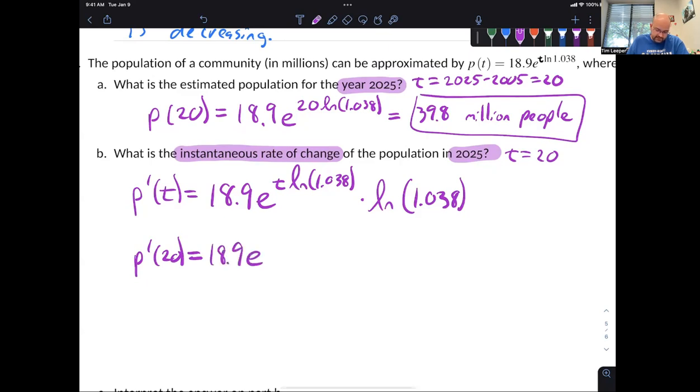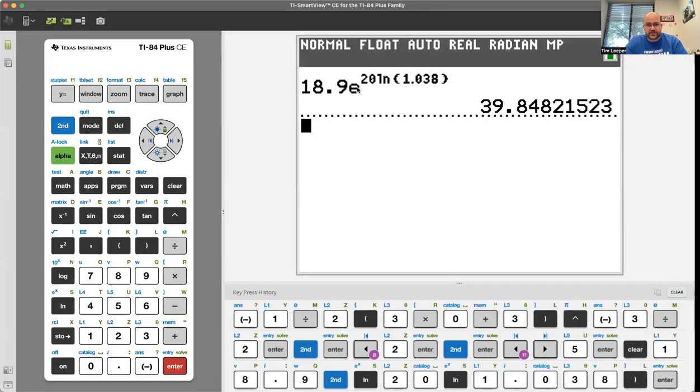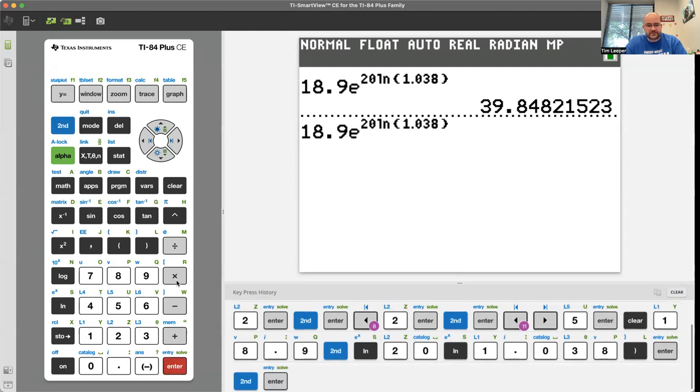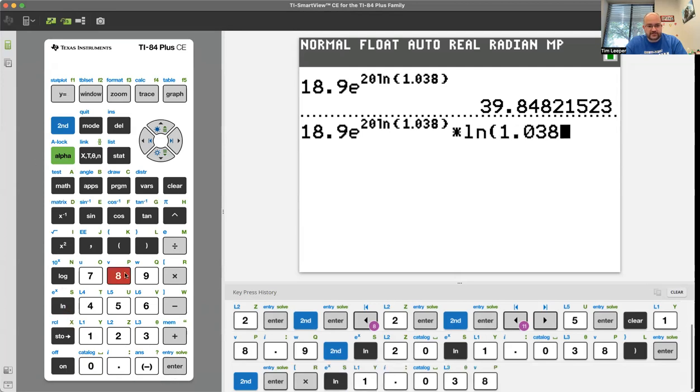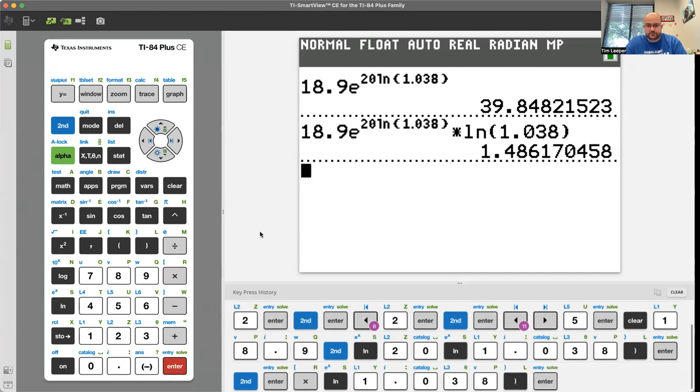18.9 e to the 20 times the natural log of 1.038 times the natural log of 1.038. Awesome. Now, notice that we actually have everything in here except for the natural log of 1.038 at the end. So if I just do second enter, then I can just say times the natural log of 1.038 and enter. And there you go. So 1.486, blah, blah, blah. So it's going to be about 1.5 million.